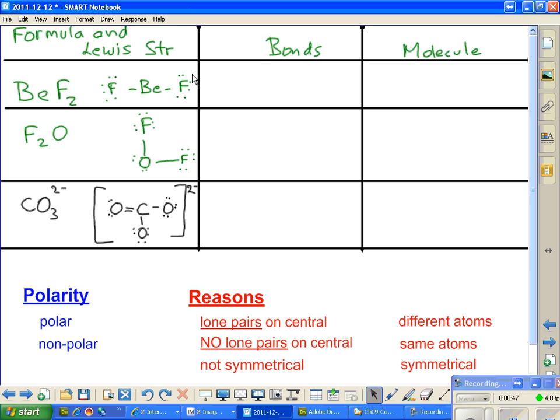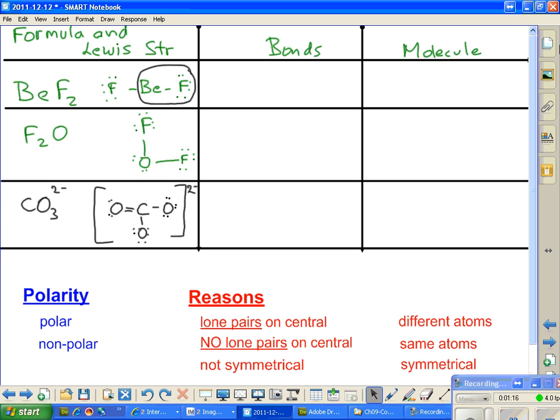So I'm going to focus on this bond right now. We'll focus on this bond, which of course is the same as the bond over here. Okay? So that we don't have a mass confusion here, I'm going to just focus though on the one bond. And let's go ahead and see whether that bond is polar or nonpolar.